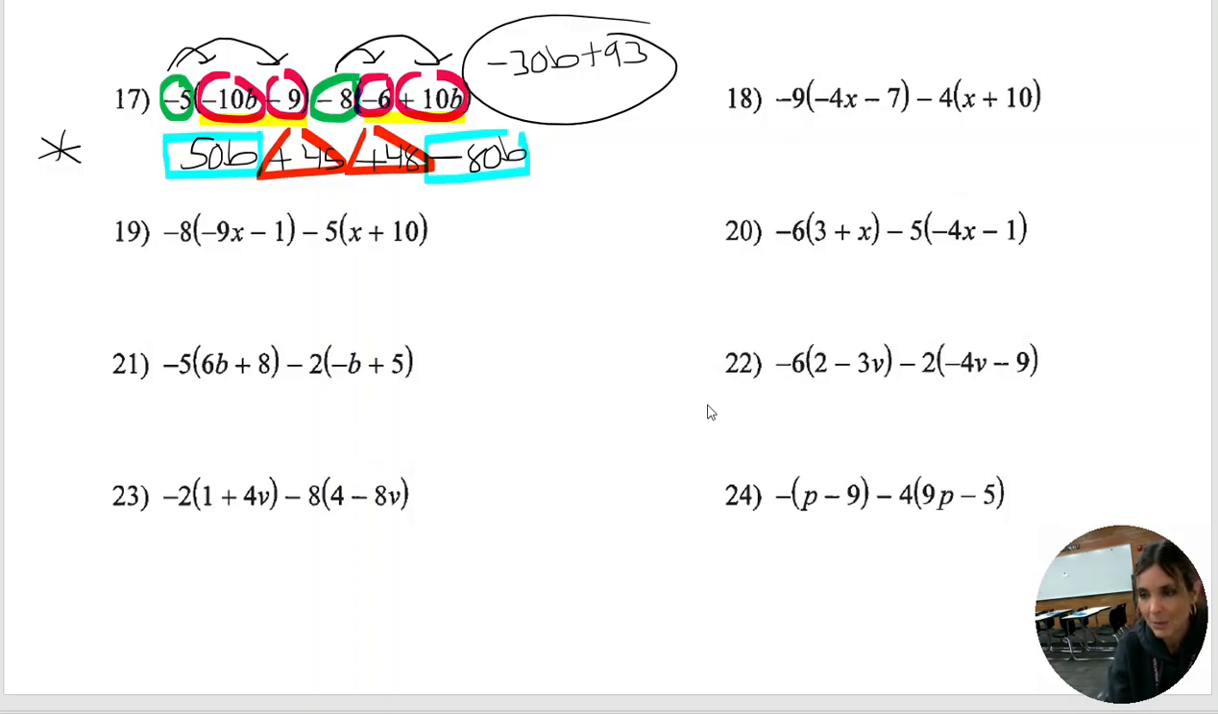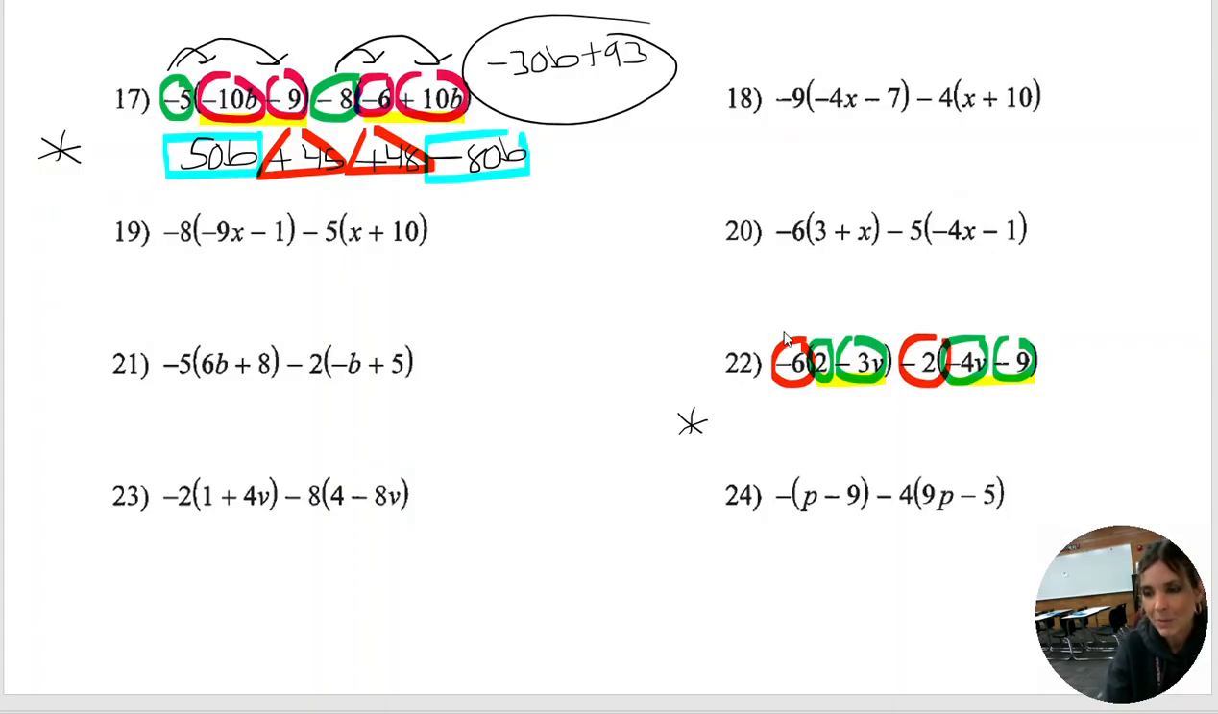Let me see which one I want to pick. I think I'm going to go ahead and do number 22. Okay? So here we go. Pay attention to the details. First, always know what your signs are. So inside my parenthesis, I have a positive 2, I have a negative 3v, and then right next to my parenthesis, I have a negative 6. Inside my other parenthesis, I have a negative 4v, and I have a negative 9, and then right next to that parenthesis, I have a negative 2.